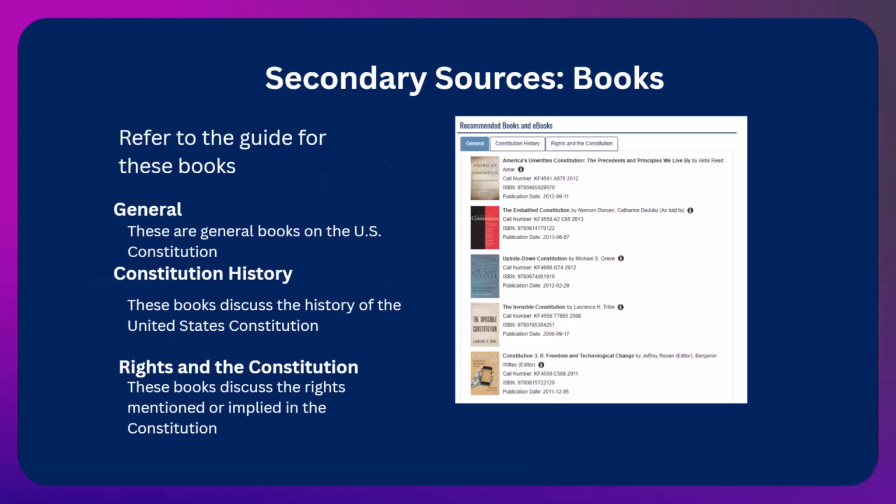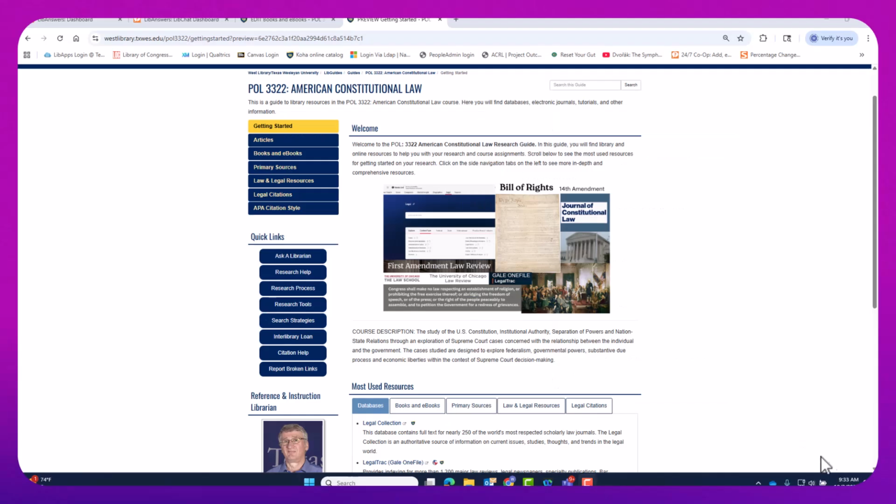Now I will talk a little about the books that we have on the Constitution. Books and ebooks in the guide are found in two places. The first is under the Getting Started tab, and then you go to the Most Used Resources heading on this page and click on the Books and eBooks tab here. The second place is under the Books and eBooks tab.